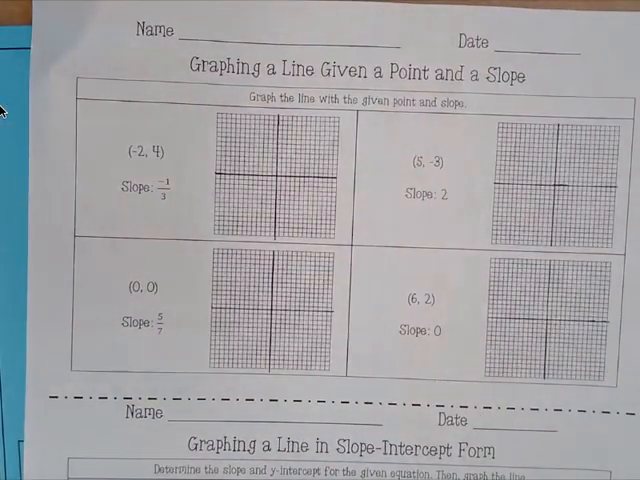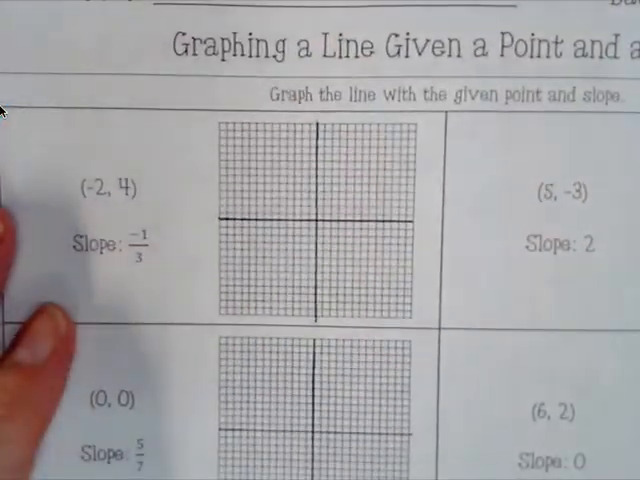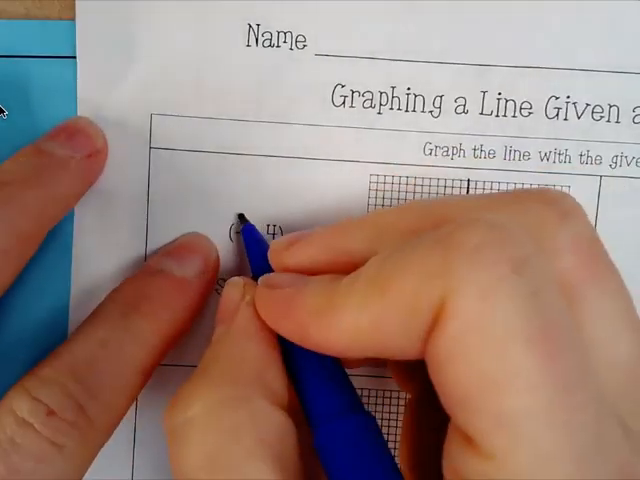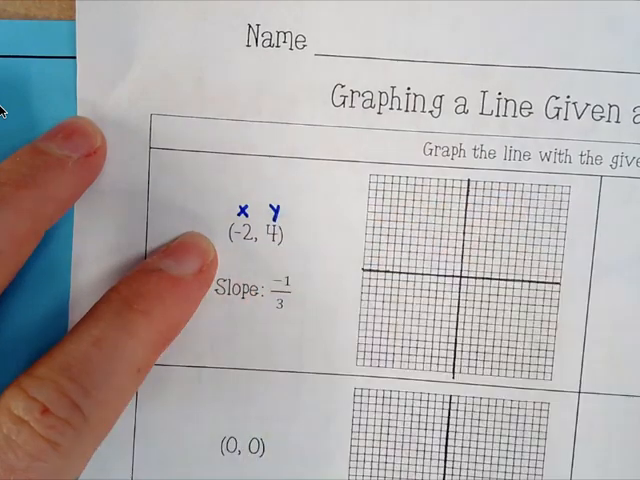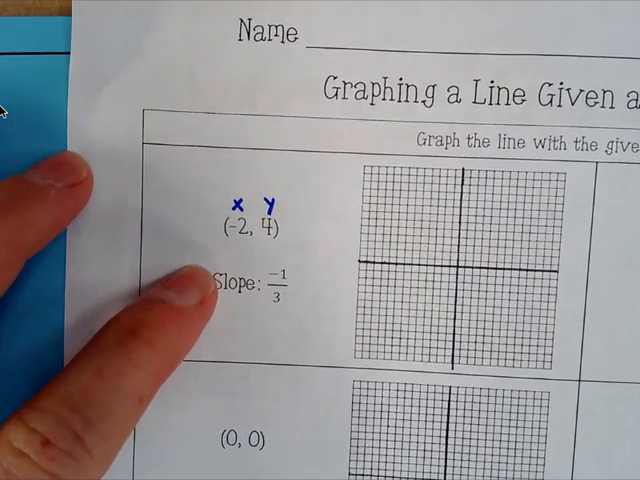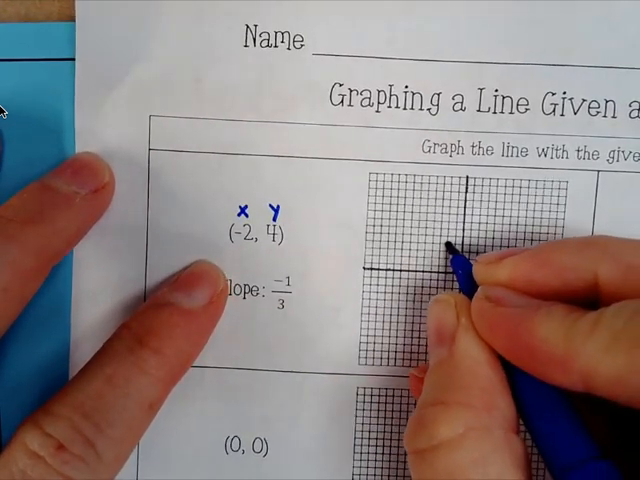So today we are going to talk about another way to graph. One way to graph is by using a point and a slope. Let's just look at the first one. This is x, this is y. You would plot the point and then do your slope, rise over run. So plot the point (-2, 4).